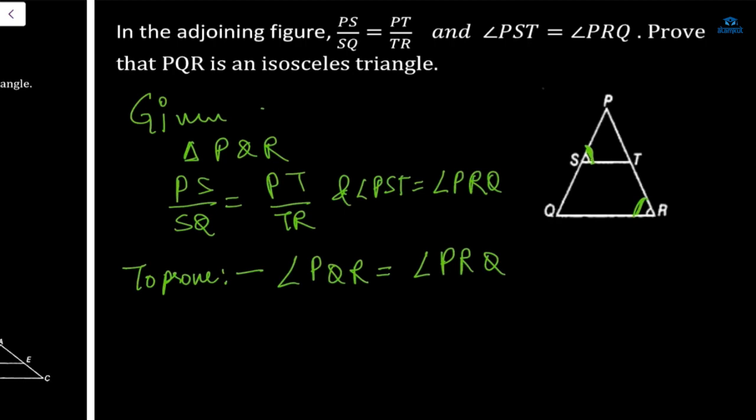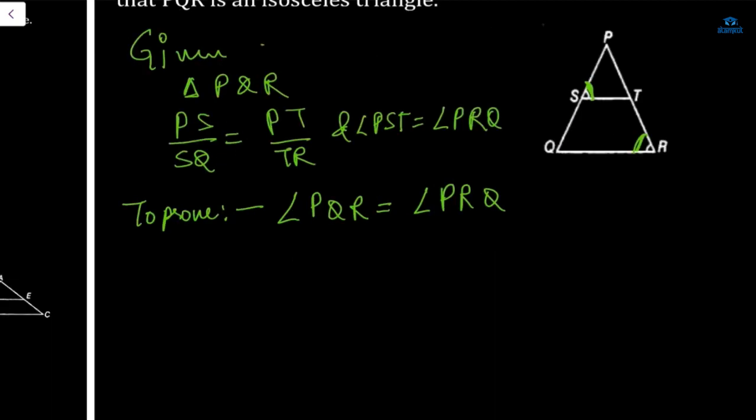We can prove that ST and QR are parallel. How can you prove that ST is parallel? By the converse theorem. Yes, ST is parallel to QR, from the converse of BPT. You have to mention here the converse of BPT or the converse of the theorem. So ST is parallel to QR.